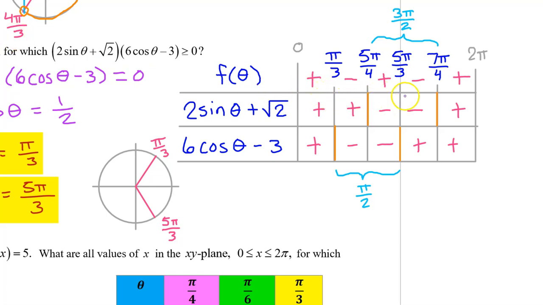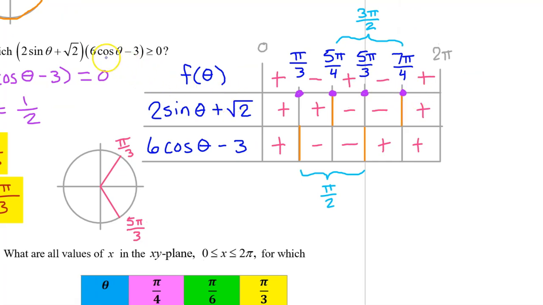I am about to highlight the solution set of this inequality on the number line across the top. But first, I like to indicate whether these four critical values where f of theta is equal to 0 should be included in the solution or not. Well, we are looking for where f of theta is greater than or equal to 0. Therefore, these critical values where f of theta does equal 0 should be included. I'm indicating that with closed circles.